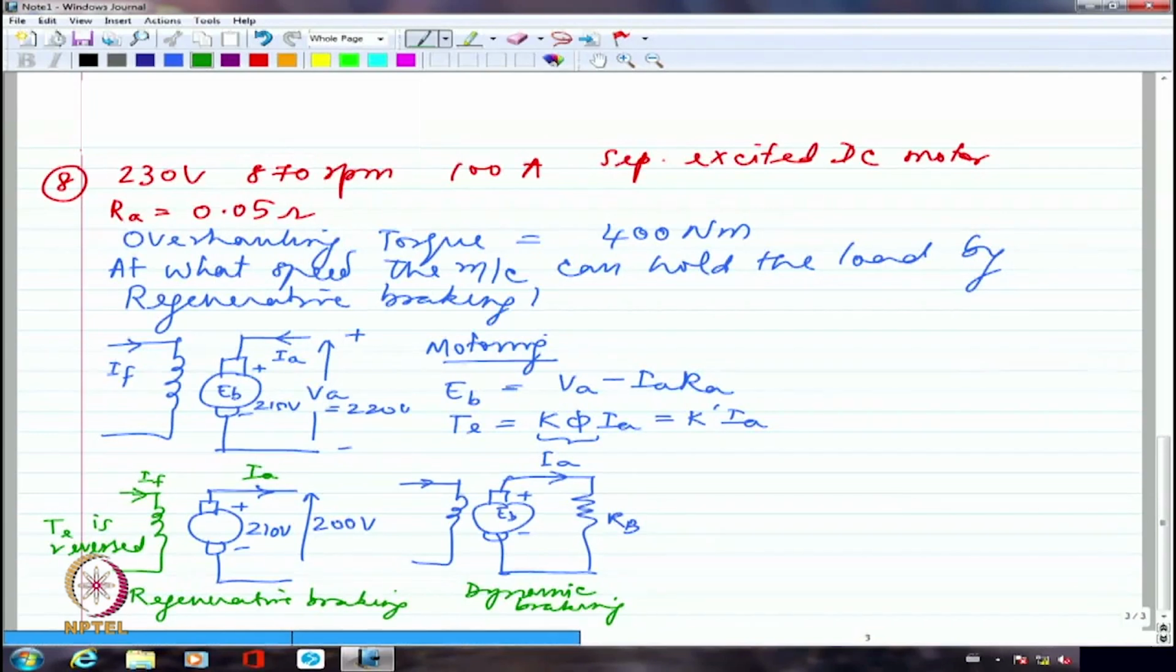Our Delhi Metro and all that are actually using regenerative braking because we don't want to lose so much energy. So generally we use regenerative braking to make sure that all that energy is converted back into electricity and then we utilize it once again.